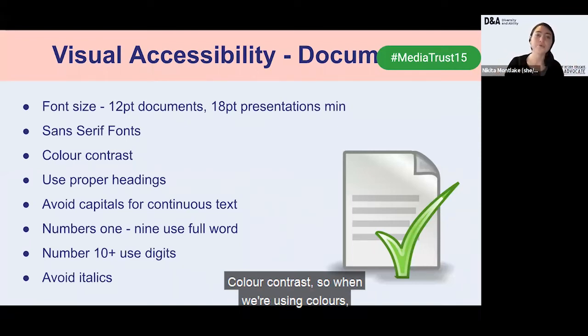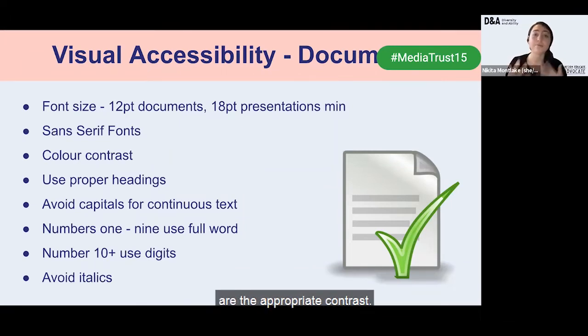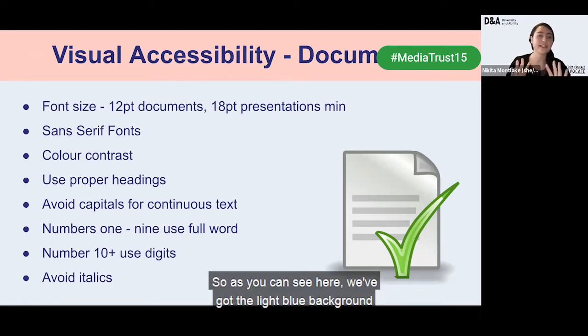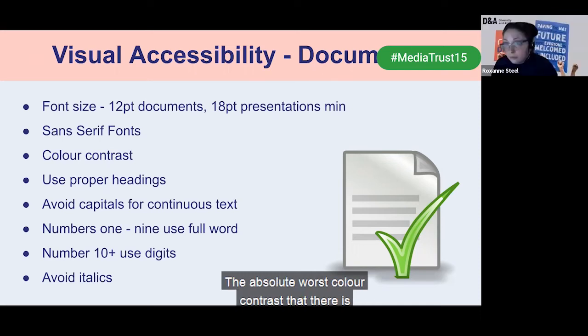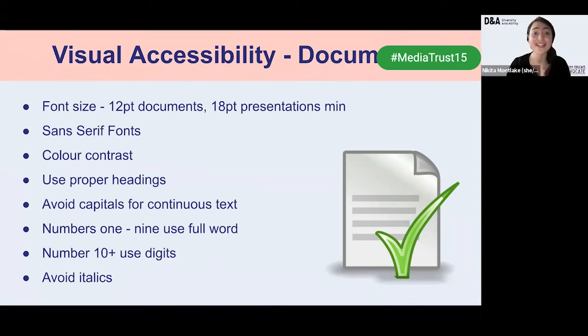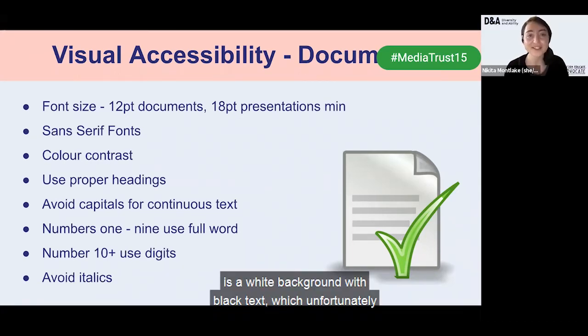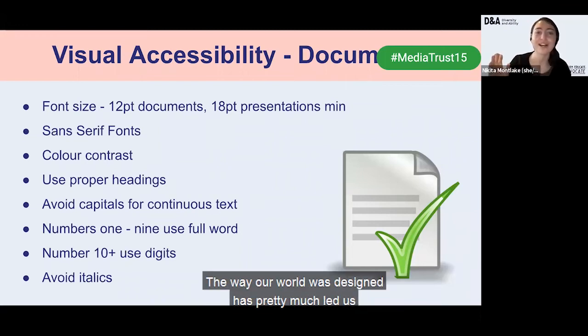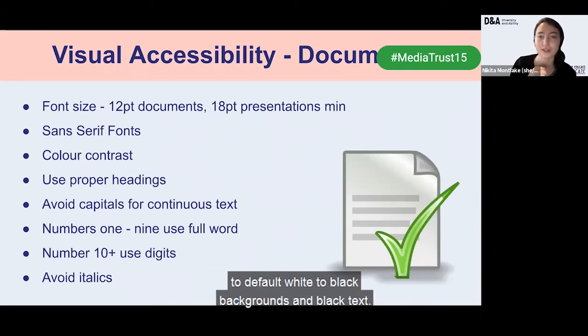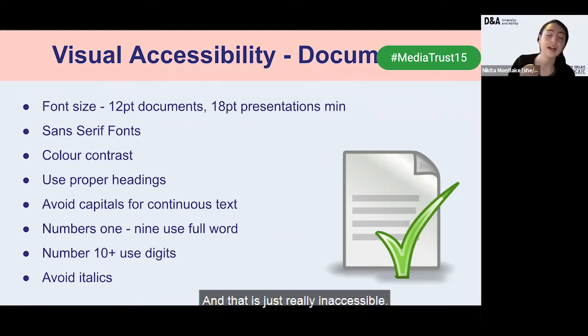Color contrast. So when we're using colors, make sure that backgrounds and fonts are the appropriate contrast. As you can see here, we've got a light blue background and dark navy text. So there's enough of a contrast between those colors to make it clear enough. The absolute worst color contrast is a white background with black text, which unfortunately is the default for absolutely everything. The way our world was designed has pretty much led us to default to a white background and black text. And that is just really inaccessible.